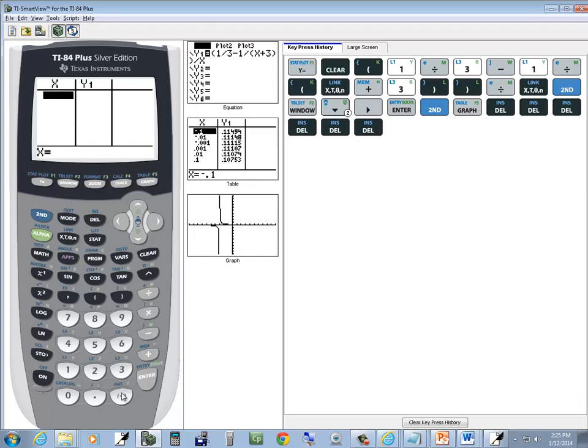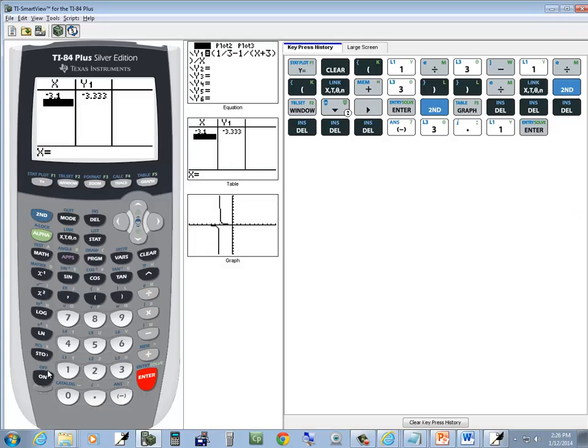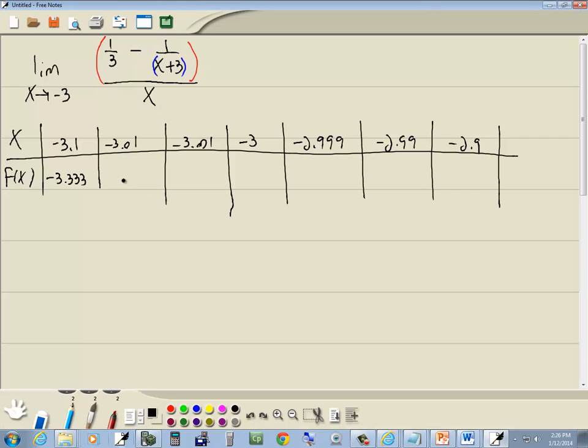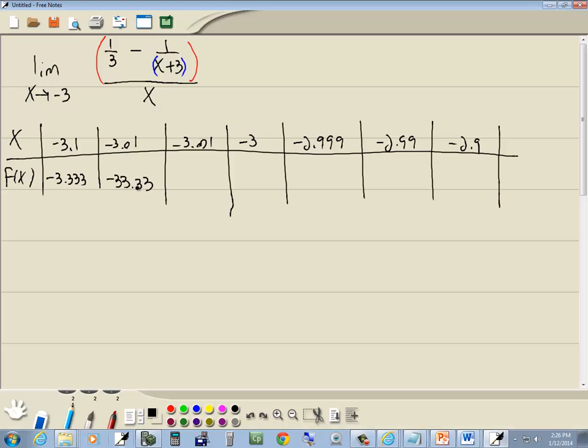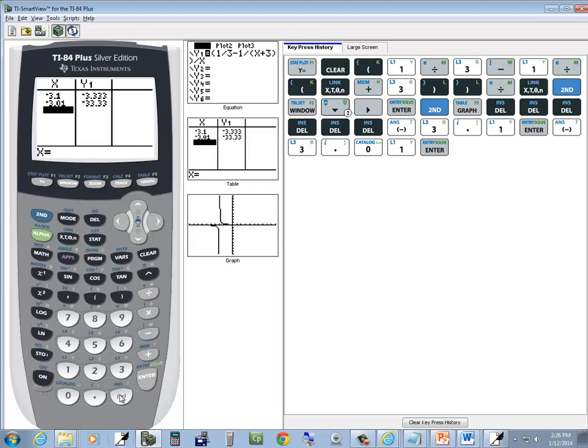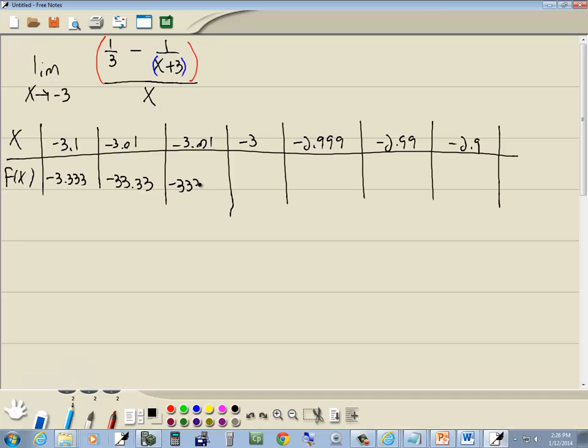And we want -3.1. And we get -3.33. Next one is -3.01. And we get -33.33. Then -3.001. And we get -333.3.